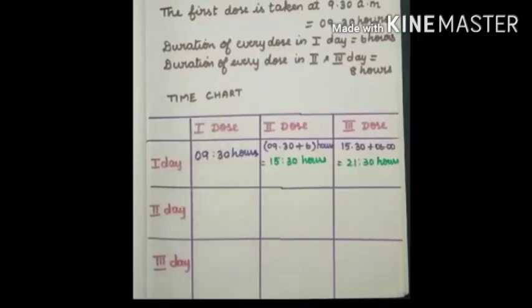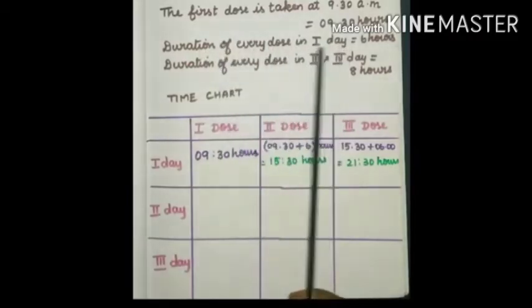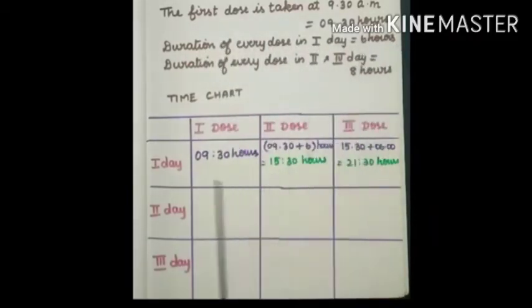See, Vairavan takes the first dose at 9:30 hours. How will you find the second dose? Here the duration of every dose on the first day is 6 hours, so you have to add 6 hours to 9:30 hours. 9:30 plus 6 equals 15:30 hours. Students, is it clear? The second dose is taken by Vairavan at 15 hours 30 minutes. How will you find the third dose? Yes, we have to add 15:30 plus 6 hours, that is 21 hours 30 minutes.